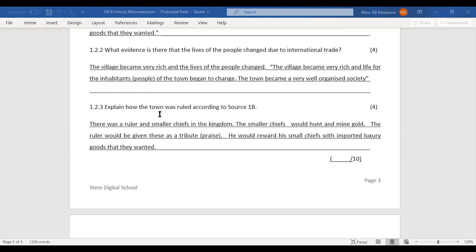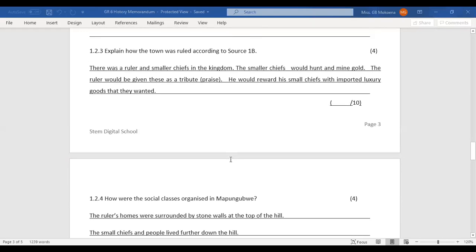Let's go to Lloyd. So, ma'am, my answer is the king was a clever and powerful man. He gained control of the gold and ivory trade. The village became rich for the people of Mapungubwe. Correct, correct. Make yourself right.